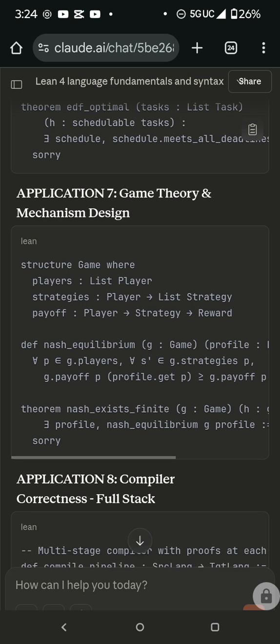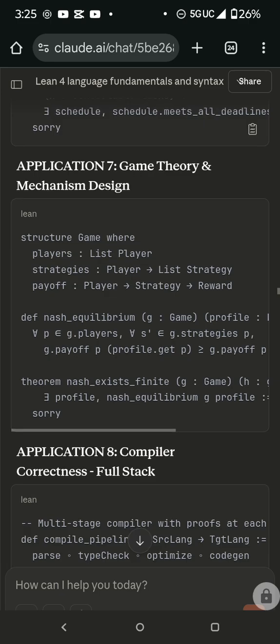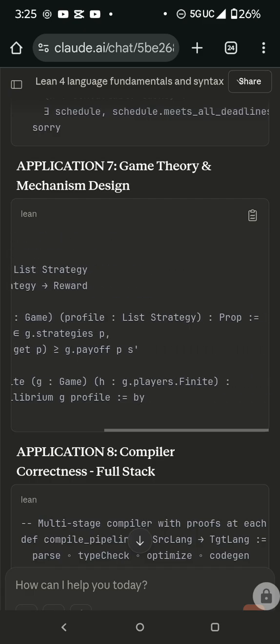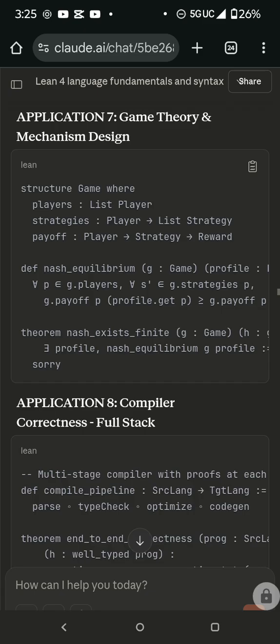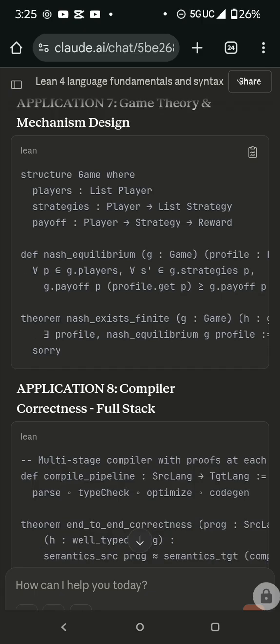Application 7, game theory, that's prisoner's dilemma and other similar things, and mechanism design. Could be extremely important for us. Structure a game where players, list players, strategies, etc., payoff, and all that. Define the Nash equilibrium, whatever it would either prove what it is or define it, right? If you want to prove it, each game would naturally have the Nash equilibrium that it has, rather than defining it artificially. Theorem like this, okay.